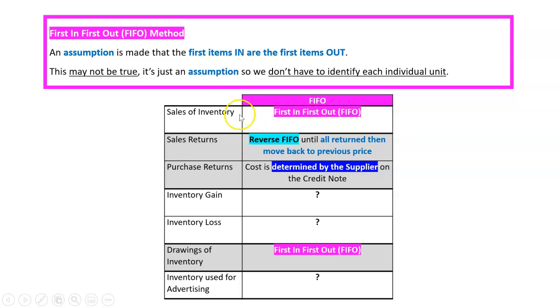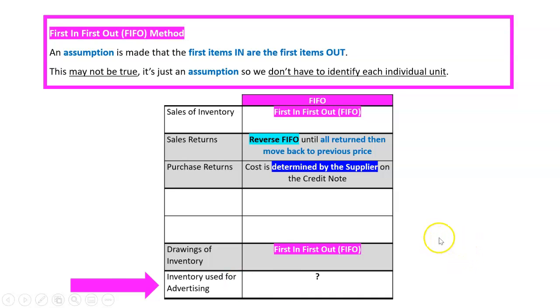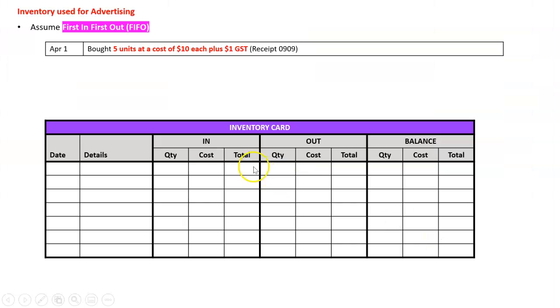Let's take all the rules that we need to know. We're getting through most of them, and we're up to this one down the bottom here: inventory used for advertising. How do we deal with that? Let's take an example. For inventory used for advertising, we're always going to assume FIFO. We're going to apply the FIFO rule.